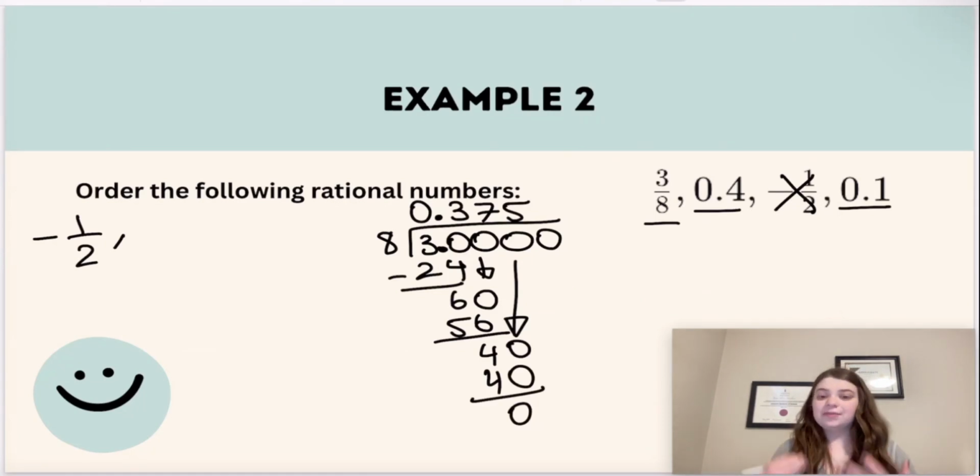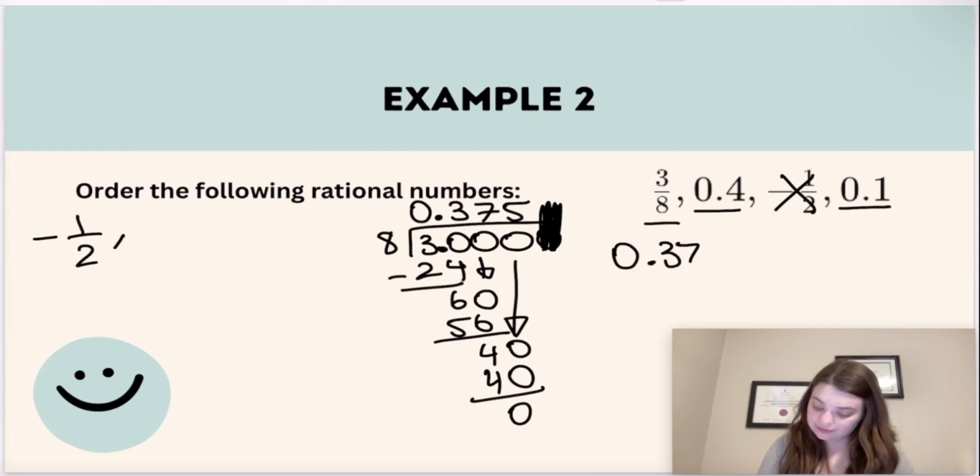Because we get a remainder of 0, that means the decimal ends here, so we actually did not need this extra 0 and this extra part of our division there. And so therefore, 3/8 is equivalent to 0.375. Now that the numbers are all in the same format, we can more easily order them.